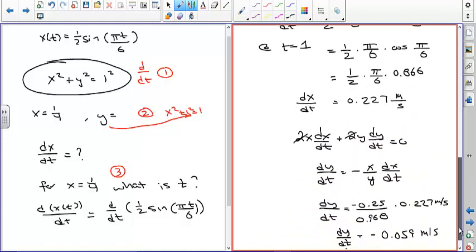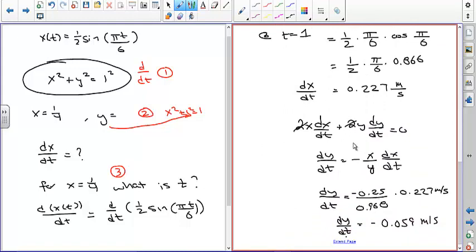And then I do my implicit differentiation, cancel out the 2's, solve for dy/dt. So I get x dx/dt. When it goes to the other side, it becomes negative, and then I divide by y, and then I plug in what I know. x is 0.25 meters, y is 0.968 meters, dx/dt is 0.227 meters per second. You multiply all that together, and you get negative 0.059 meters per second. Okay.